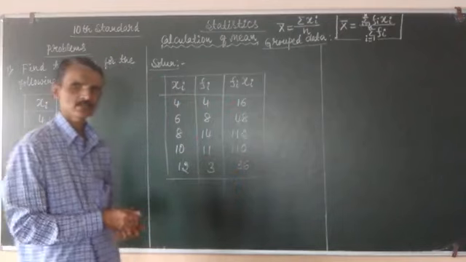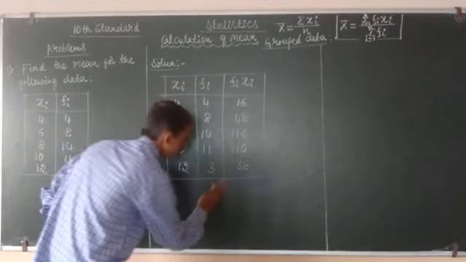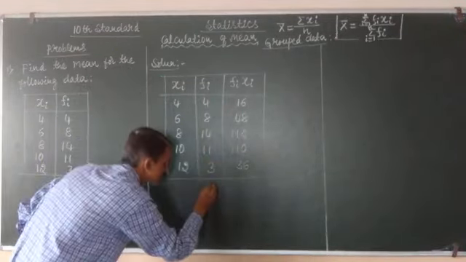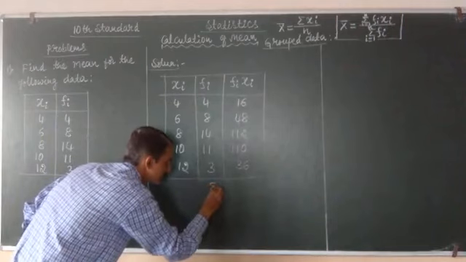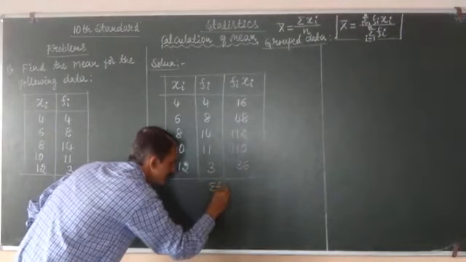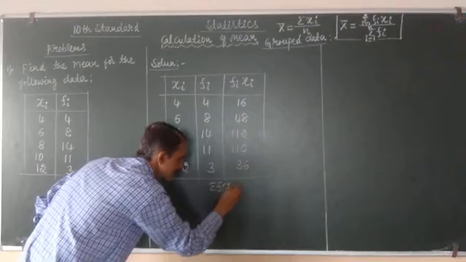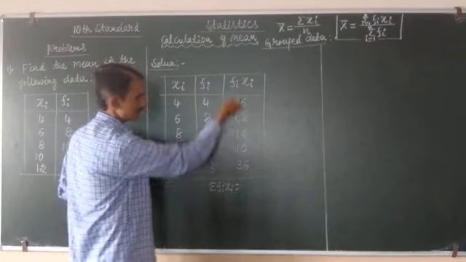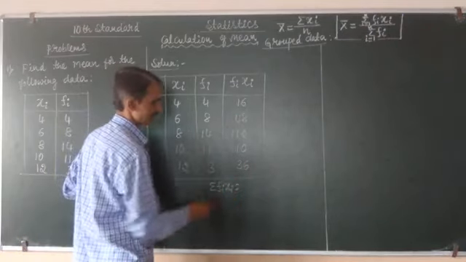Multiply. Next, here we have to add these sigma fi xi. If we add this, we get sigma fi xi.